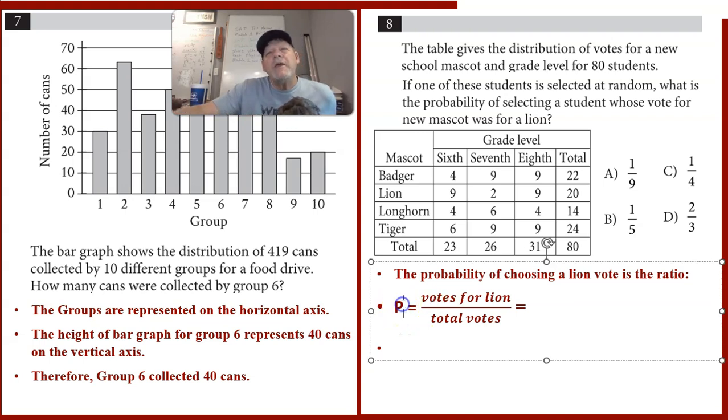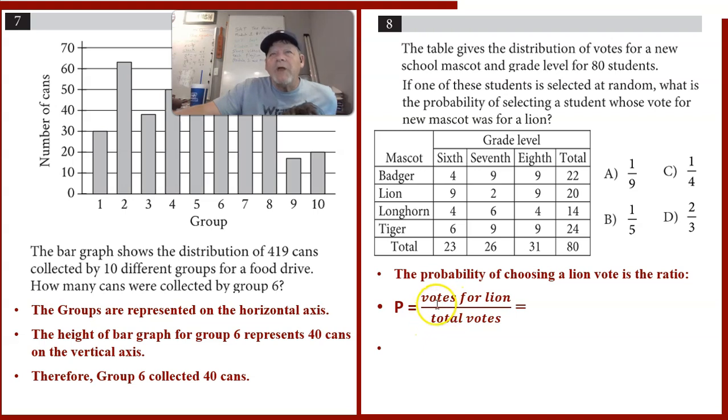So the capital P, and then we could put in parentheses lion here. And that's really the right way to do it. And when I'm done revealing the answer, I'll show you how you would have written that. Probability of a lion would be the votes for the lion over the total votes. So that would be 20, because there are 20 votes for the lion, over our total, which is 80.